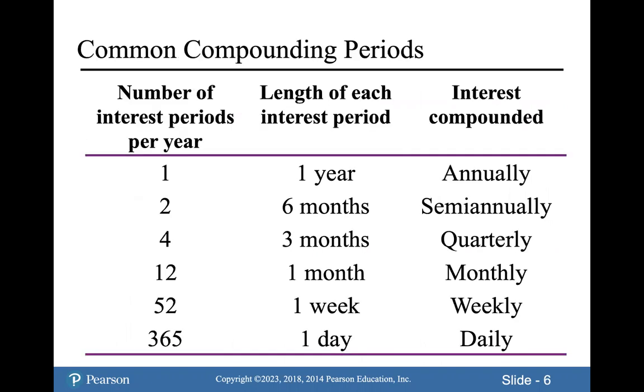Here are some common compounding periods. When interest is compounded annually, that means 1 time per year. Semi-annually is 2 times per year, or once every 6 months. Quarterly is 4 times per year, or once every 3 months. Interest is also compounded monthly, weekly, or daily.